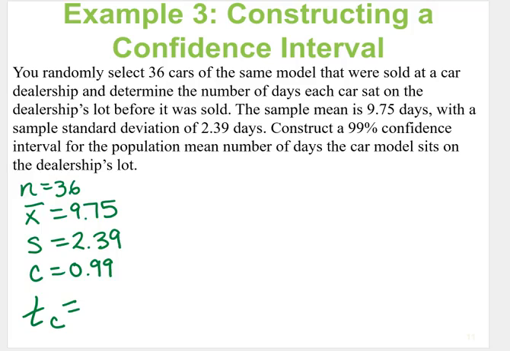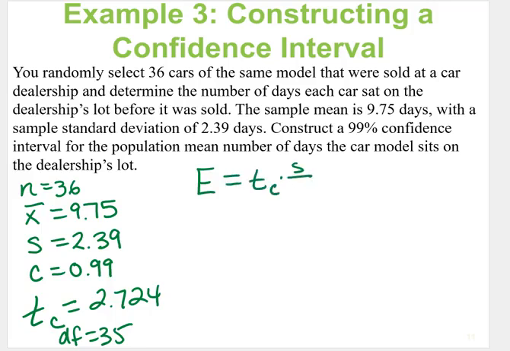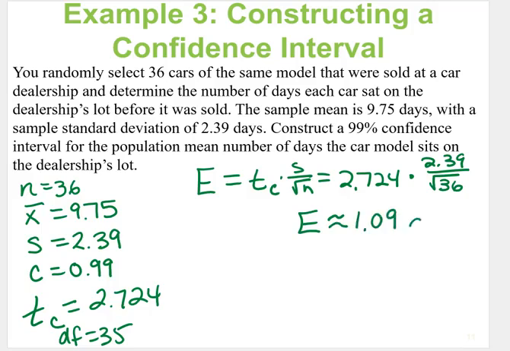I'm going to go down to 35 degrees of freedom, right? One less than the sample size. So where those two cross is 2.724. Right? And then I'm going to use that information to plug in to find my error. All right, so the 2.724, I'm going to multiply that by my S, which was 2.39, and divide by the square root of 36. Again, make sure it's N, not your degrees of freedom. Okay, so the error would approximately be 1.09 days.